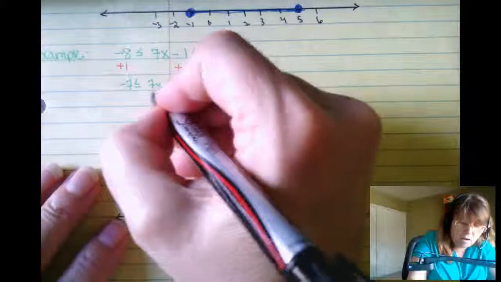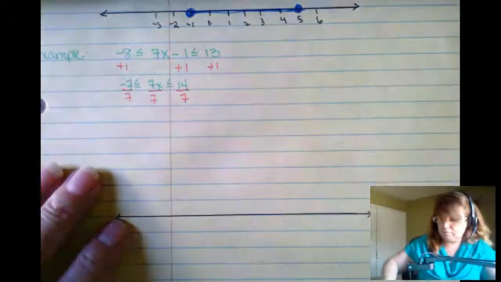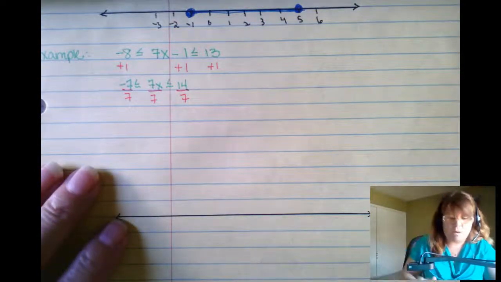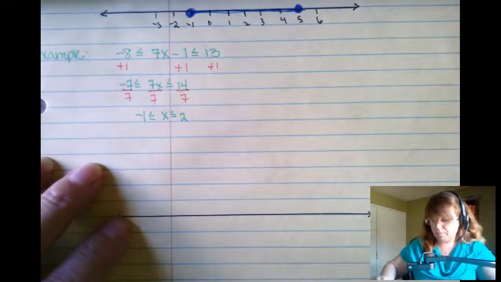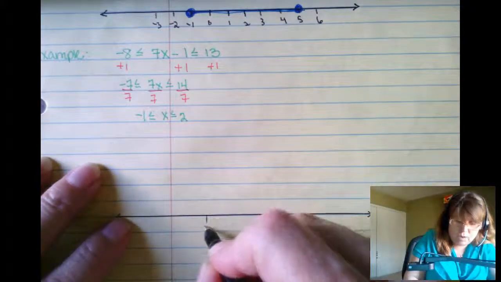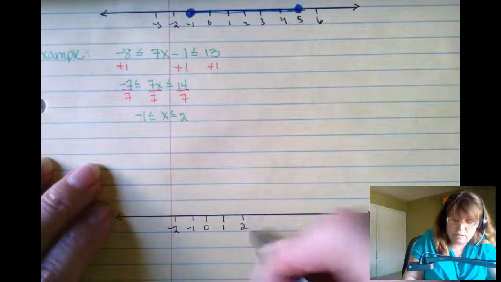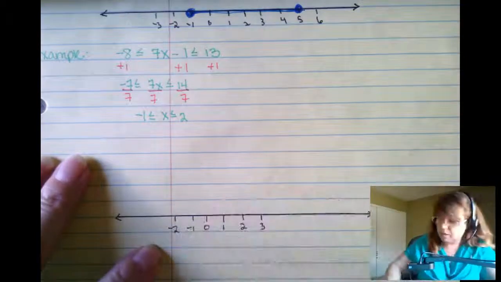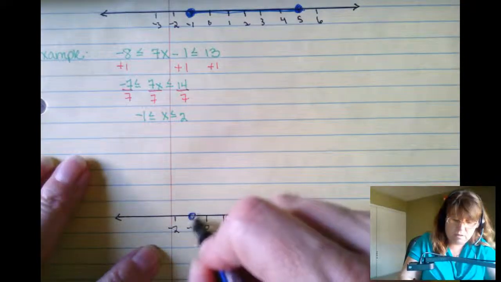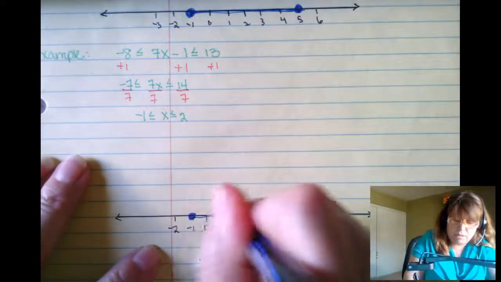Divide all sides by 7. And now our final solution is -1 is less than or equal to x is less than or equal to 2. Again, going to put enough information on my number line. That's about good enough, because I only need to go from -1, which is inclusive, all the way to 2, and then everything in between.